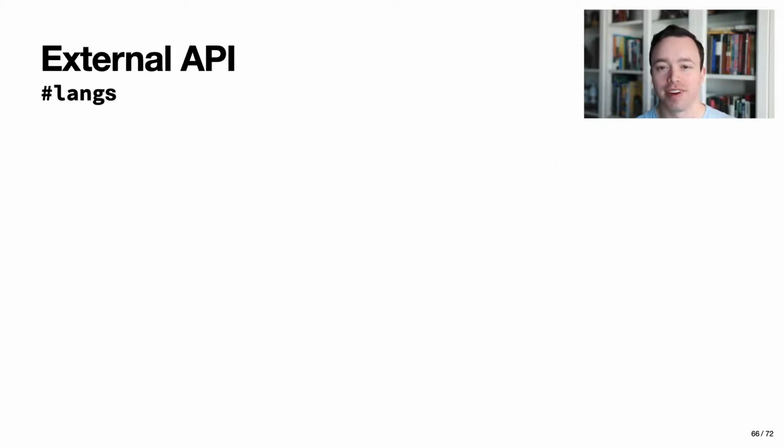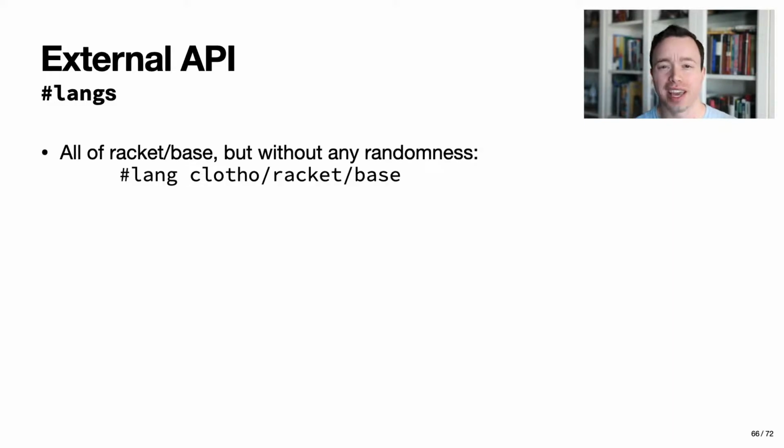We return now to the final component of the Clotho library, hashlangs. After all, what Racket library would be complete without a hashlang or two? Actually, Clotho provides 3. For when you don't want to use any randomness, there's Clotho Racket Base. This is identical to Racket Base, except it leaves out all the randomness functionality entirely.